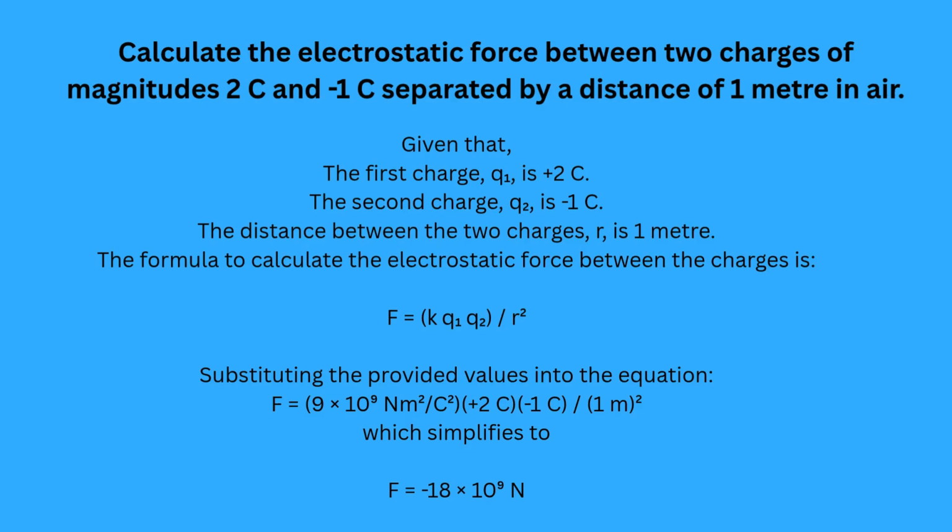Let's do a simple problem. Calculate the electrostatic force between two charges of magnitudes 2 Coulomb and -1 Coulomb separated by a distance of 1 meter in air. Calculating the force using the formula K into Q1 into Q2 by r squared, we get force equals -18 into 10 raised to 9 Newton.